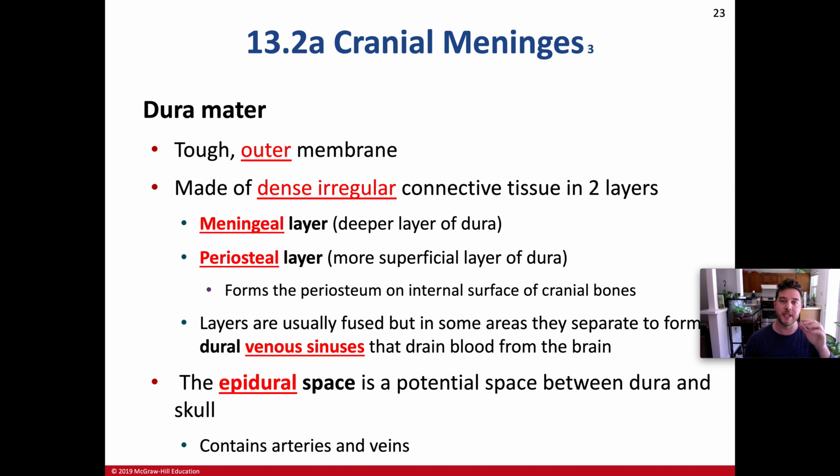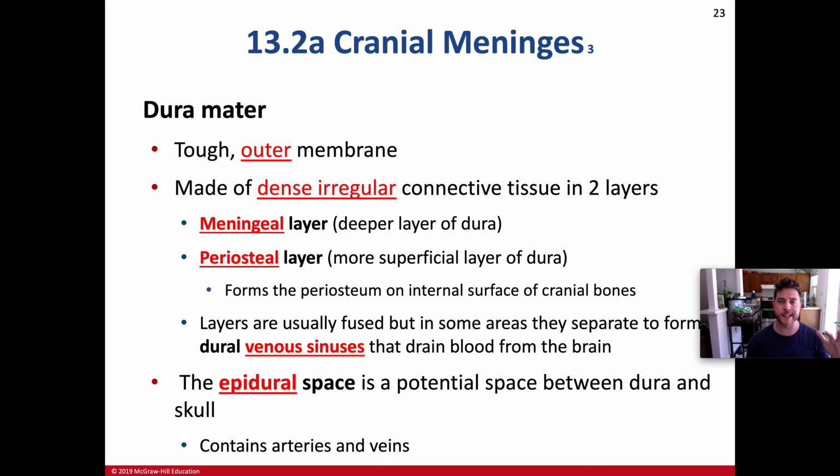So it has both a meningeal layer and an outer periosteal layer. The meningeal layer is the deeper layer of the dura, whereas the periosteal layer is the one that's fused to the cranial bones. They're usually fused, but in some areas they are separated to form the dural venous sinuses that help to drain blood from the brain.